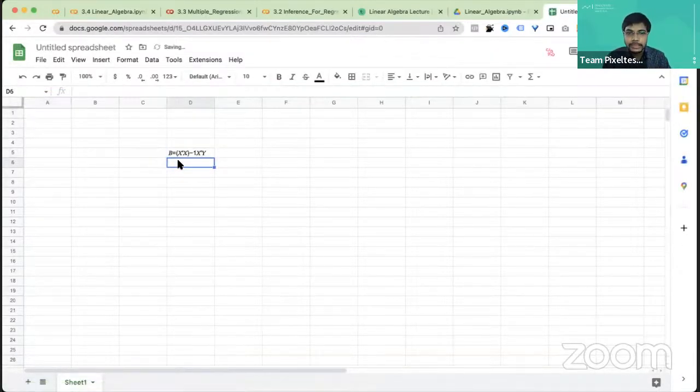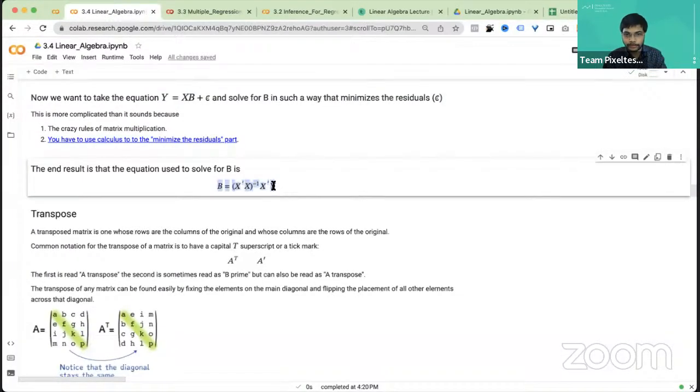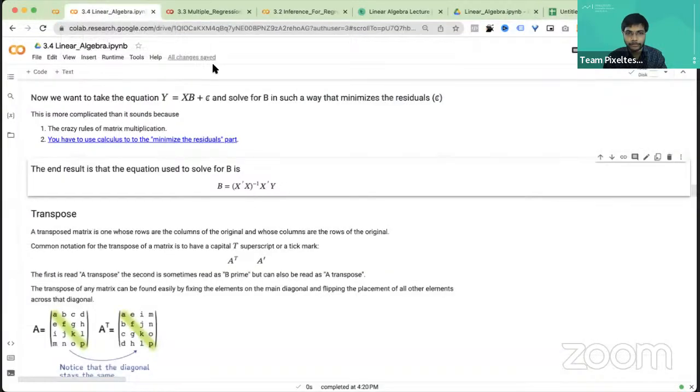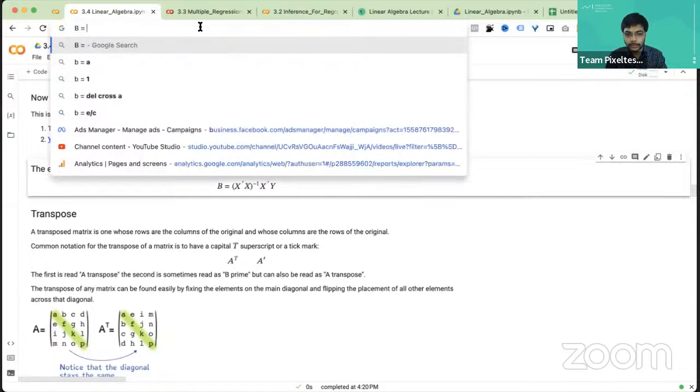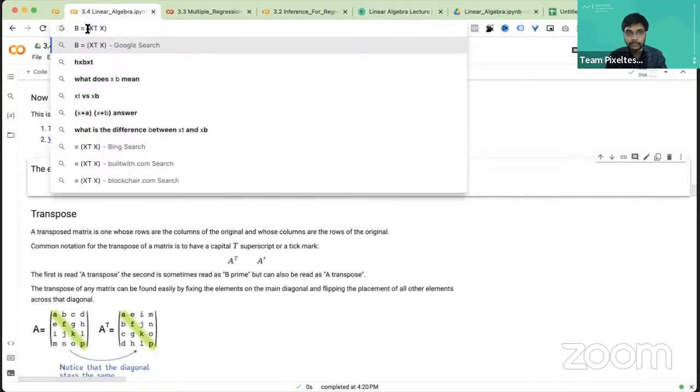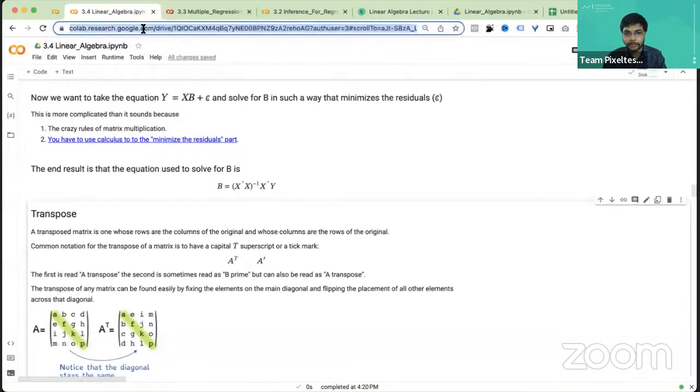Now the equation is b equal to x transpose into x, and the inverse of it. I think the equation did not copy properly, so I'm just going to simplify it here. B equal to x transpose multiplied by x and inverse of it, and then multiplied by x transpose again and y, right? So this is the equation for us to get the coefficients.